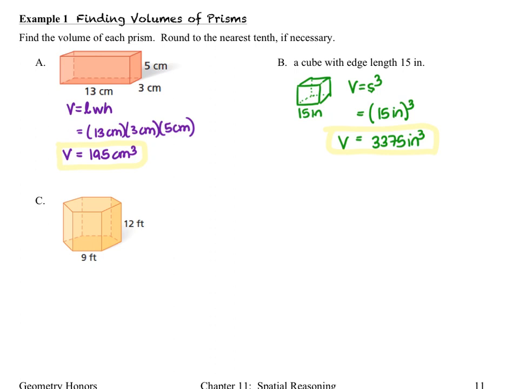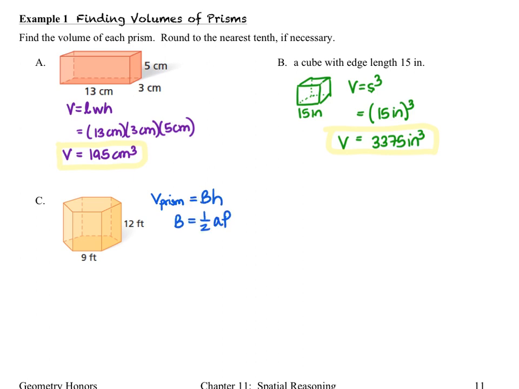And now it gets interesting. We have a hexagonal prism, and we learned the formula for the volume of a prism is going to be capital B for area of the base of the prism times the perpendicular height. We have the perpendicular height already, it's 12 feet. What we need to find is the area of the hexagon that serves as the top base and the bottom base of our prism. And for that, we're going to need the apothem.